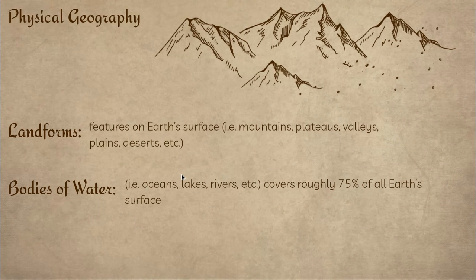So what are some things that we use as historians, which you are, to describe physical geography? So the first one is landforms. What landforms does a place have? Landforms are the features on the surface of Earth, such as mountains, plateaus, valleys, plains, deserts, islands. These are the features on the surface of Earth: volcanoes, glaciers, caves, and so on.